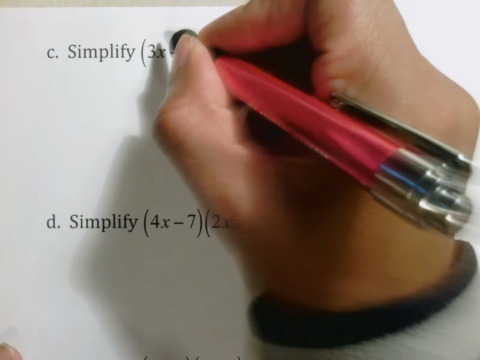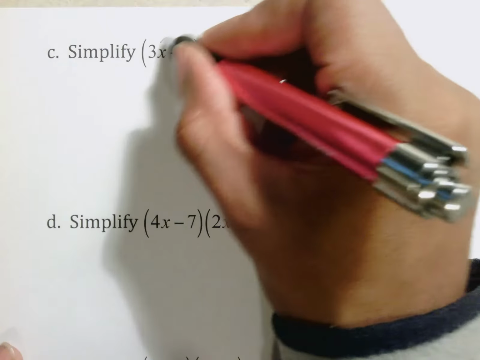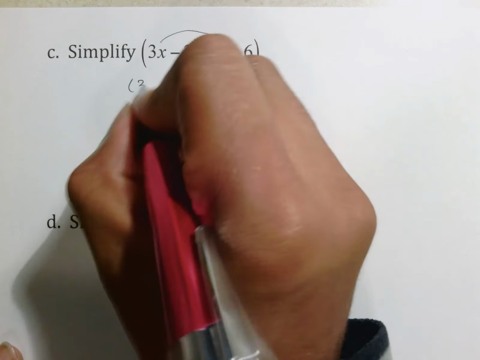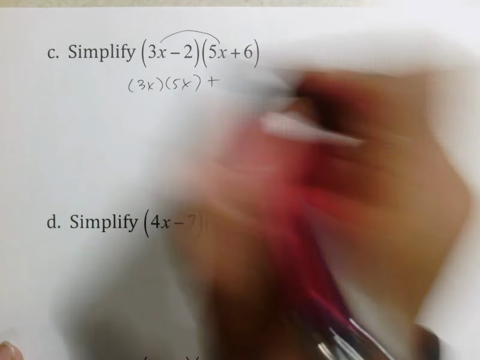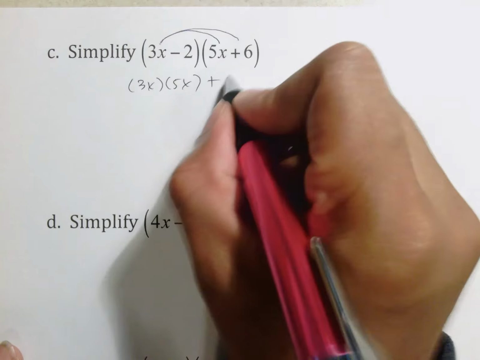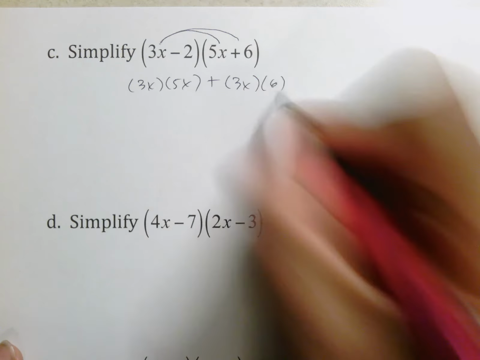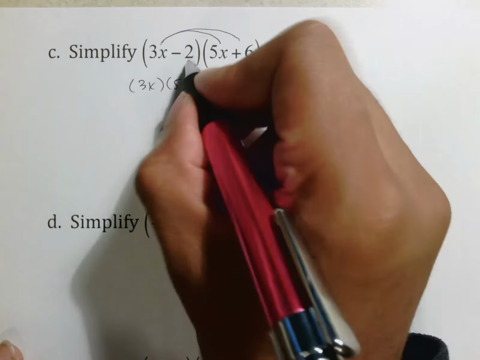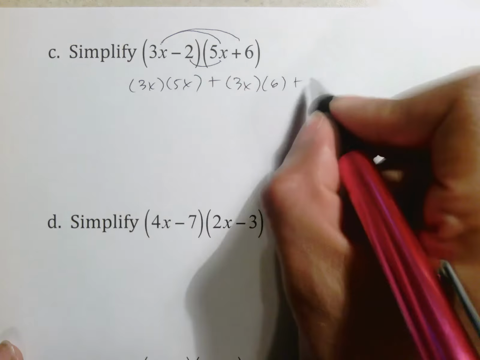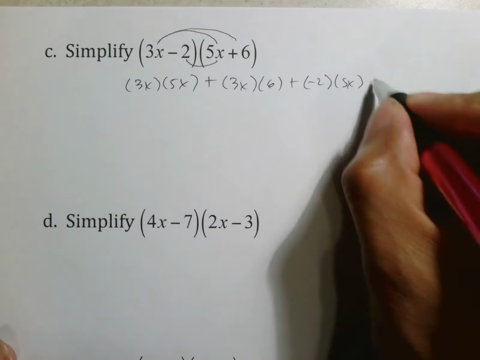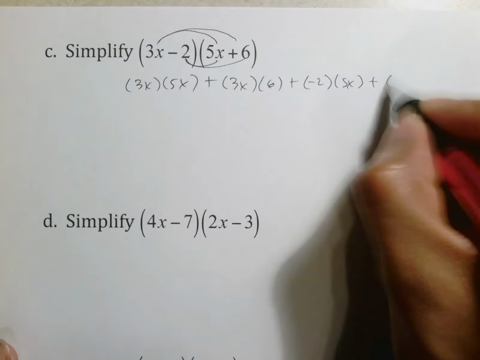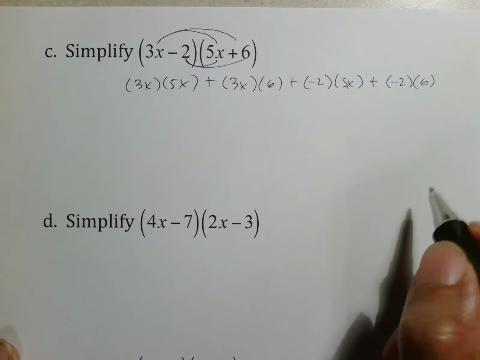3x, 5x, 3x minus 2, 5x plus 6. Again, you have people meeting each other. 3x meets 5x. And, which means plus. You have another handshake. 3x meets 6. You have another handshake, which means I need a plus, but be careful here because notice that this is a negative 2 meeting 5x, and, which means another handshake. You have negative 2 meeting 6.